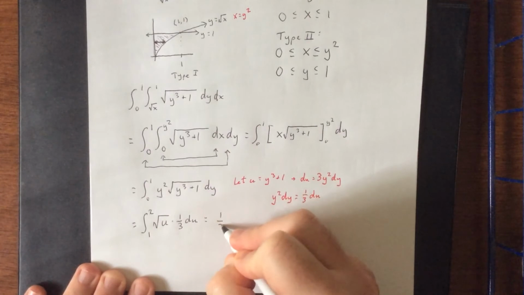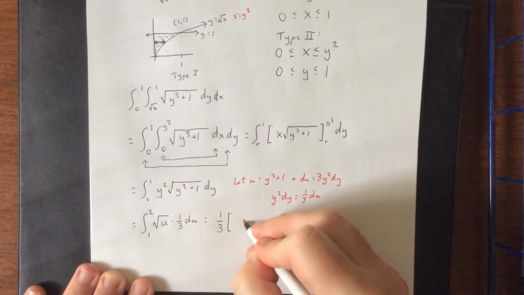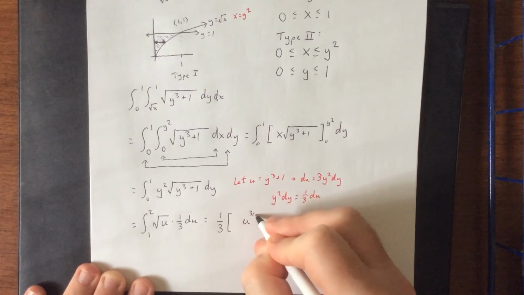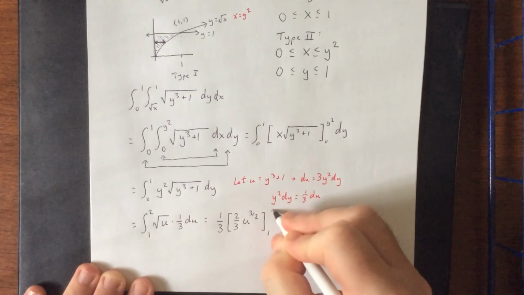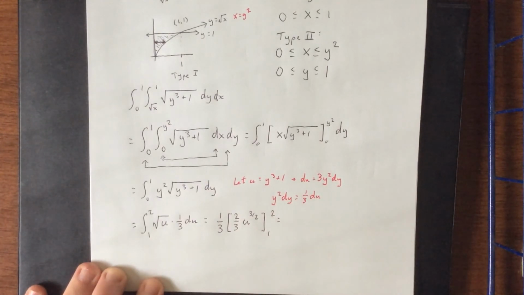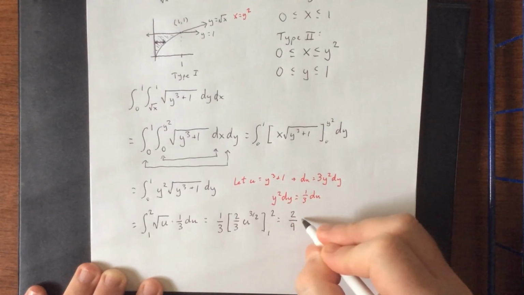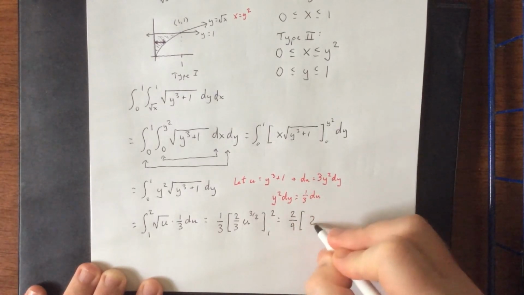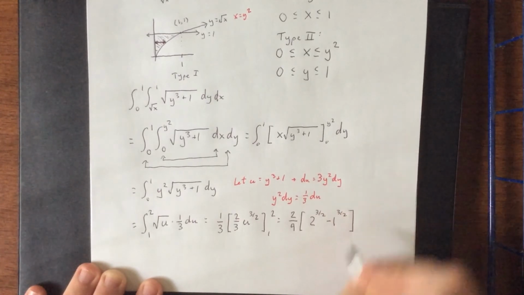Let's take the 1/3 outside of the integral. We'll treat the square root of u as though it's u to the 1/2 power. That'll give us u to the 3/2 power times the reciprocal of that, that's 2/3, going from 1 to 2. Taking the 1/3 and the 2/3 and combining them together, that'll be 2/9 times 2 to the 3/2 power minus 1 to the 3/2 power.